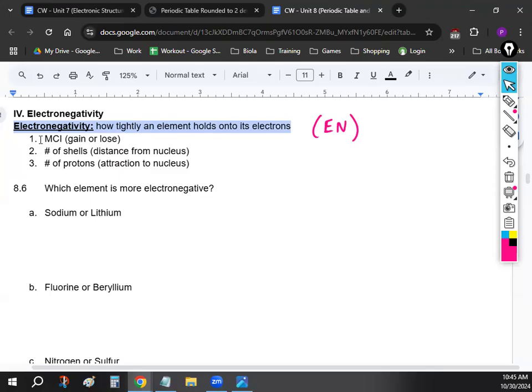Okay, because if an element wants to gain electrons, if it wants more, it's going to hold on to the electrons it has more tightly. So it's going to be higher electronegativity if it wants to gain. Okay, the second is how many shells does it have? Because the shells tell you the distance the valence electron is from the nucleus. So the further an electron is, the harder it is to hold onto it, right? So the electronegativity will be less depending on how many shells there are.